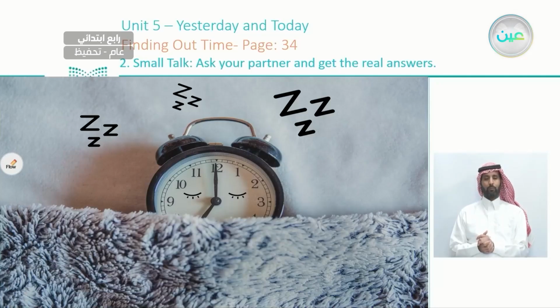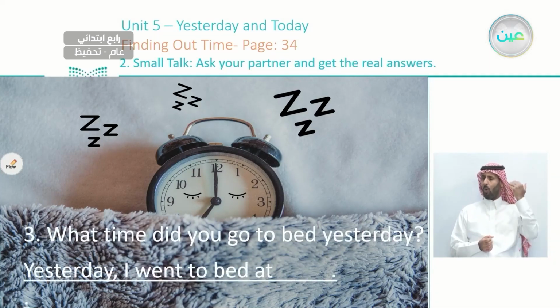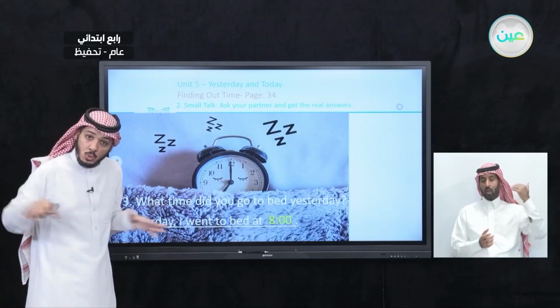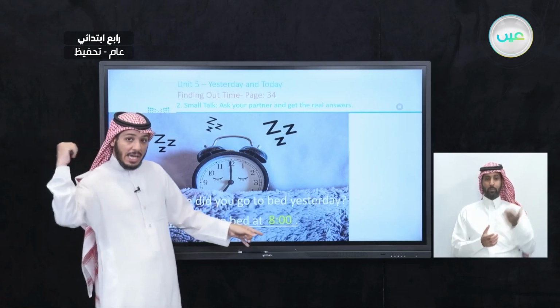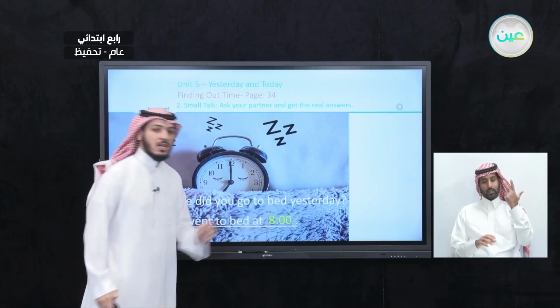Okay, what about in the past? Number 4 here. Okay, what time did you go to bed yesterday? Yesterday. So yesterday I went to bed at, for example, 8 o'clock. Okay, so this is what? Yesterday. But usually 8:30. Usually 8:30. But yesterday I went to bed at 8 o'clock.